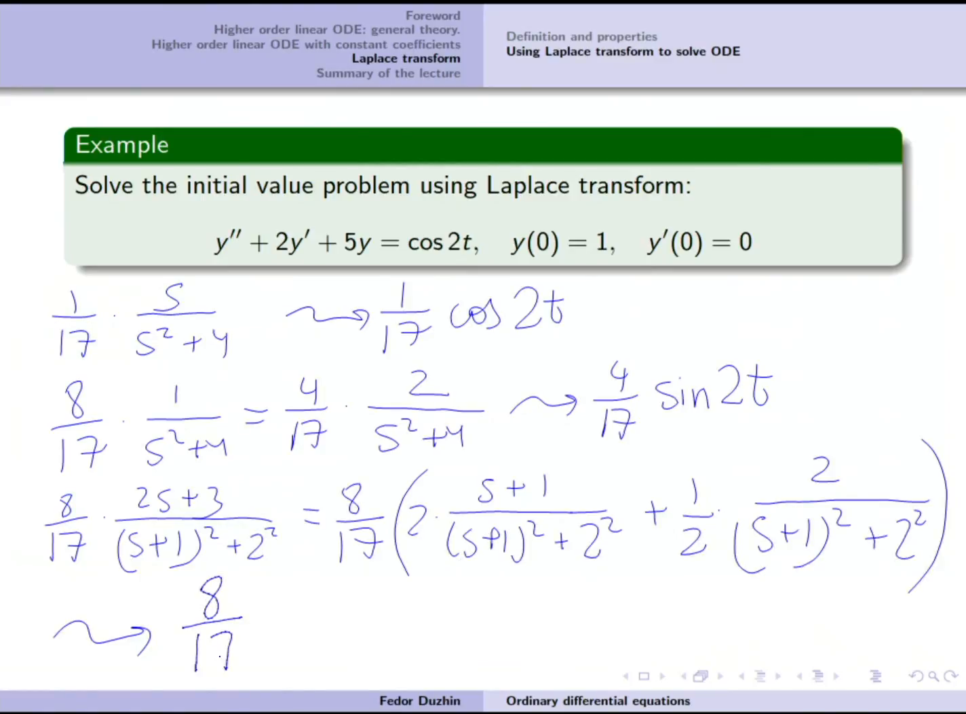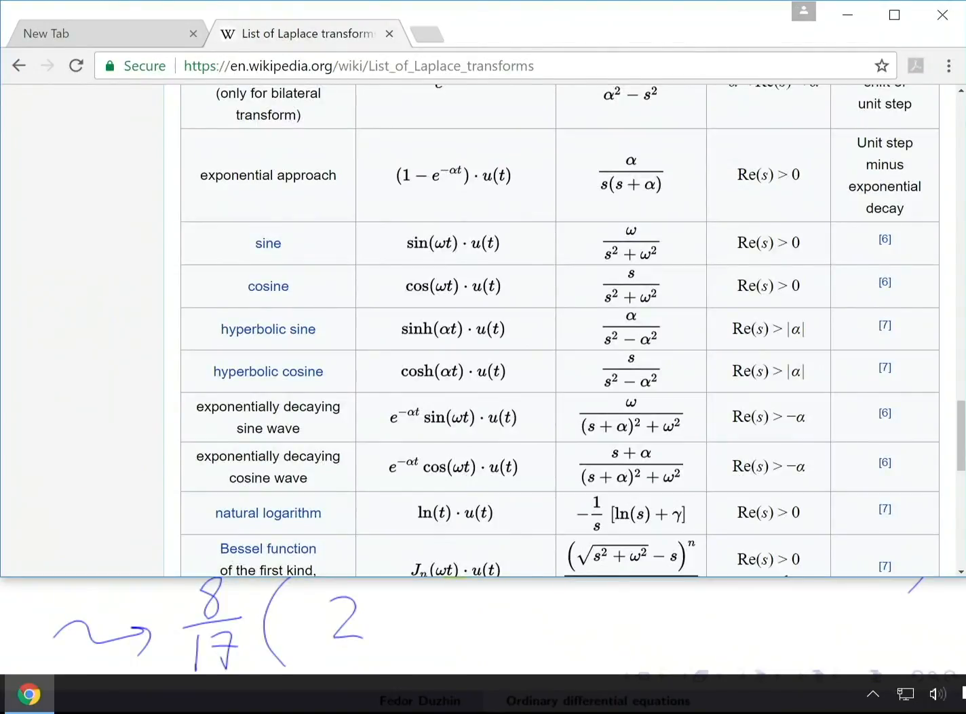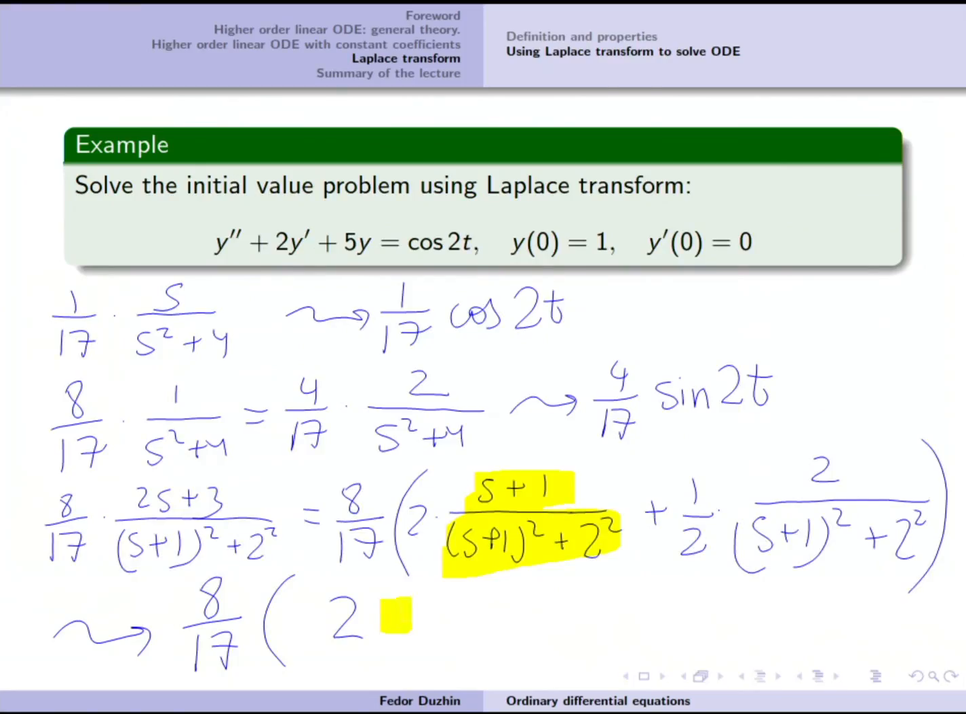So 8 over 17 times 2. This s plus 1 over s plus 1 squared plus 2 squared is the exponentially decaying cosine wave, which means this is e to the minus t cosine 2t. And this one, the other summand, is 1/2 times the exponentially decaying sine wave, so it is e to the minus t sine 2t. Alright, done.